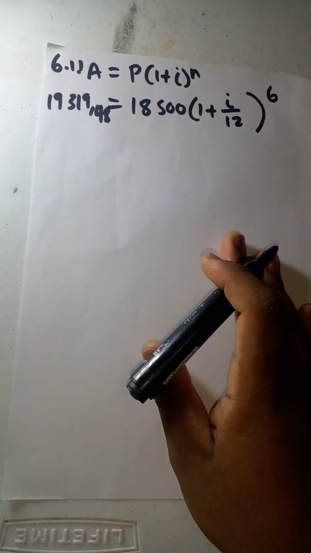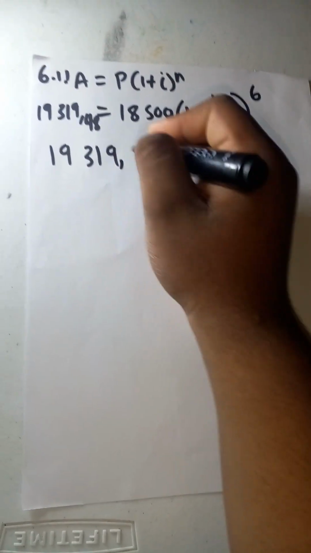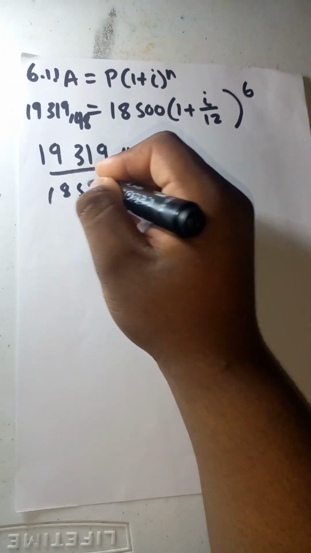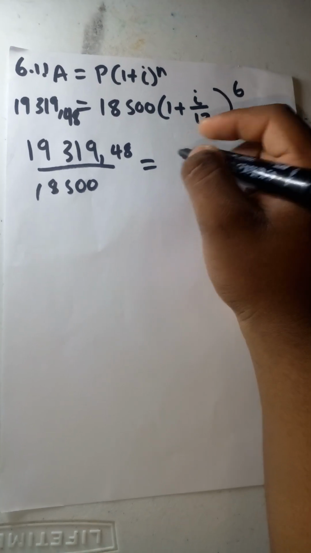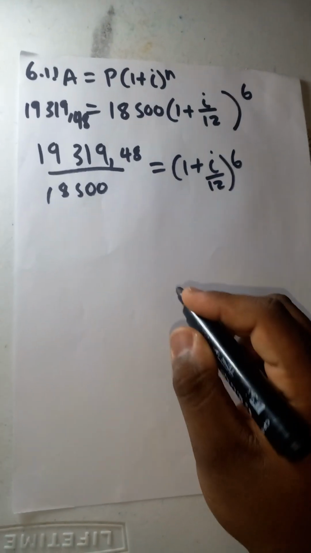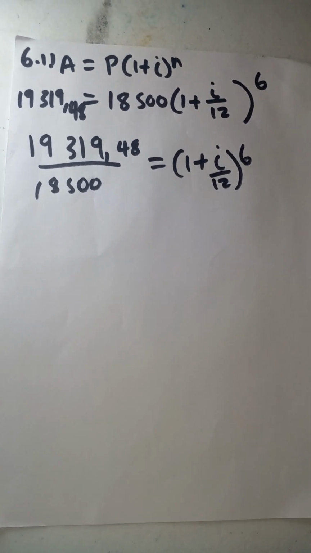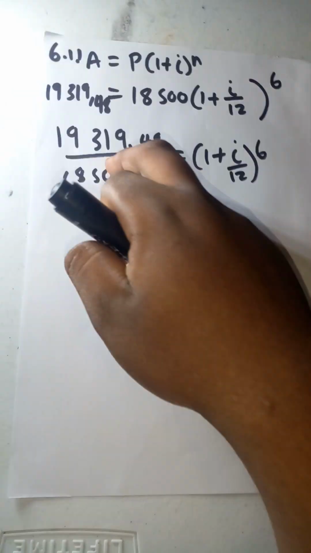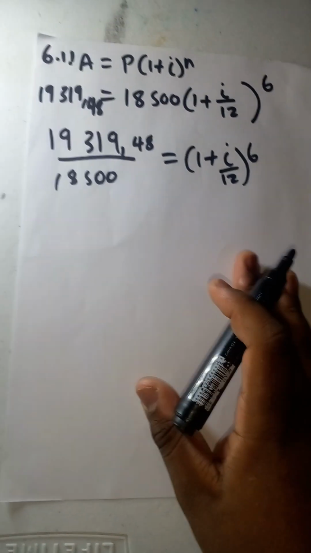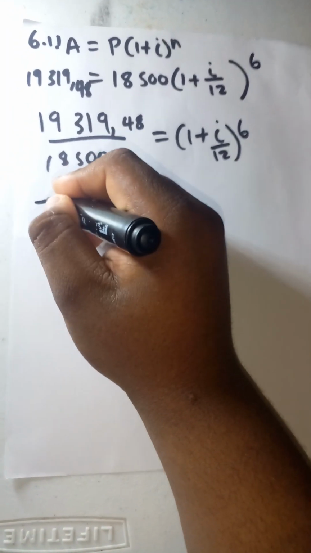So the first thing we are going to do is divide both sides by 18,500. So we have 19,319.48 over 18,500, which is equal to (1 plus i over 12) to the power of 6. In finance, I'm advising you not to punch this fraction and get those decimals and write them down. I'm advising you to write everything as it is.